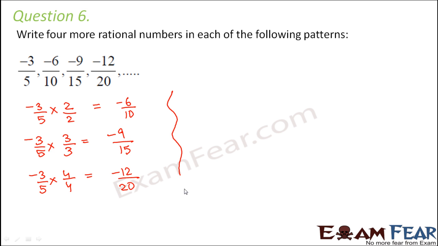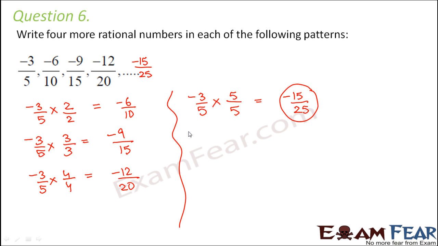So what would be the next numbers? For the next number, we need to multiply the numerator and the denominator by 5. So we would get minus 15 by 25. So this would be our next number, that is minus 15 by 25. For the next number, we would multiply the numerator and denominator by 6. That would give us minus 18 divided by 30.